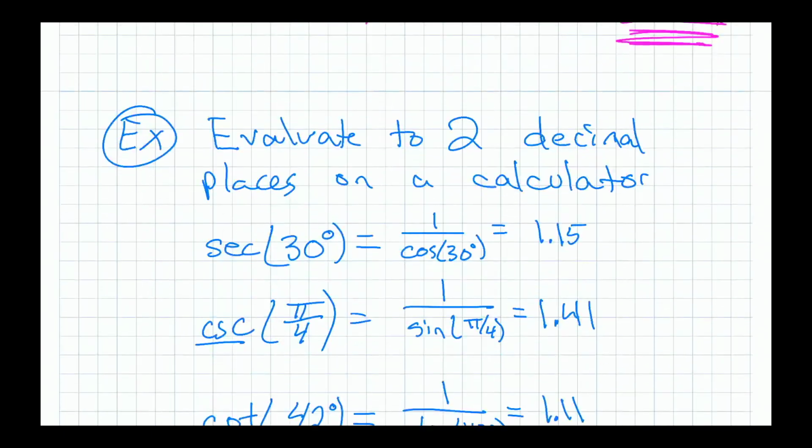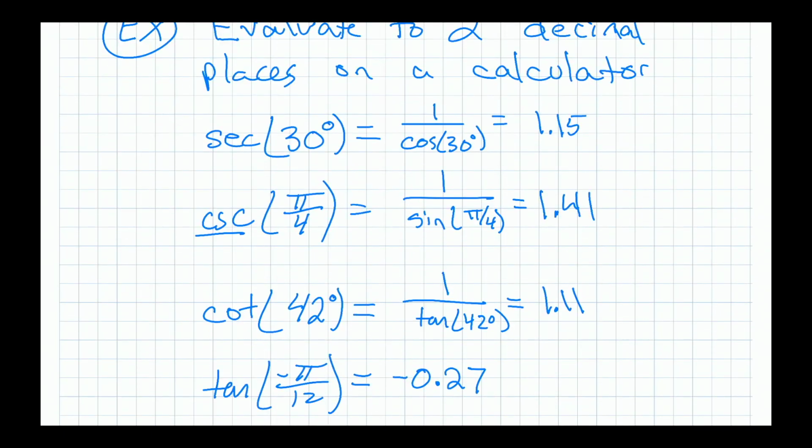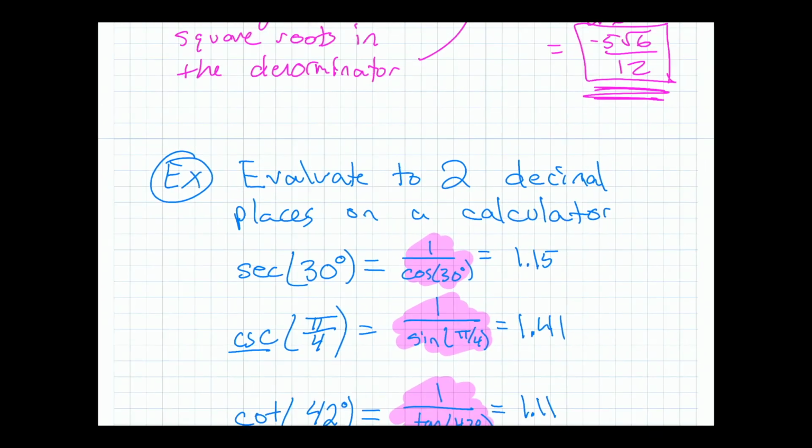So you should be able to do these on a calculator. Pay attention to degree mode and radian mode, and you do need these type of formulas. The 1 over, those are actually called the reciprocal identities. You need those formulas if you're going to calculate these on a scientific calculator.